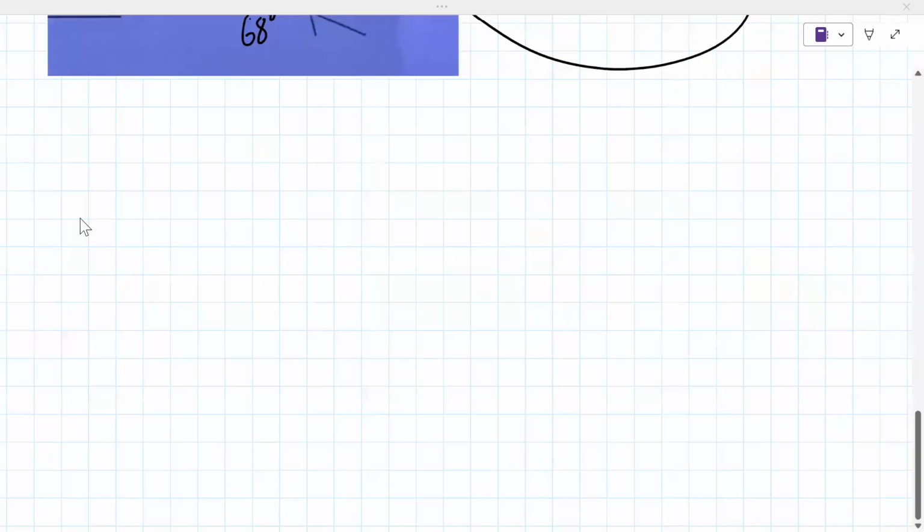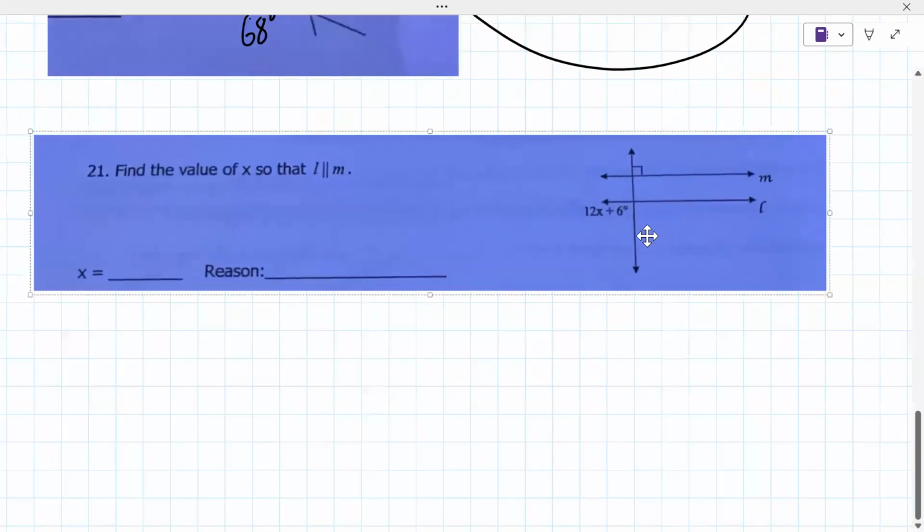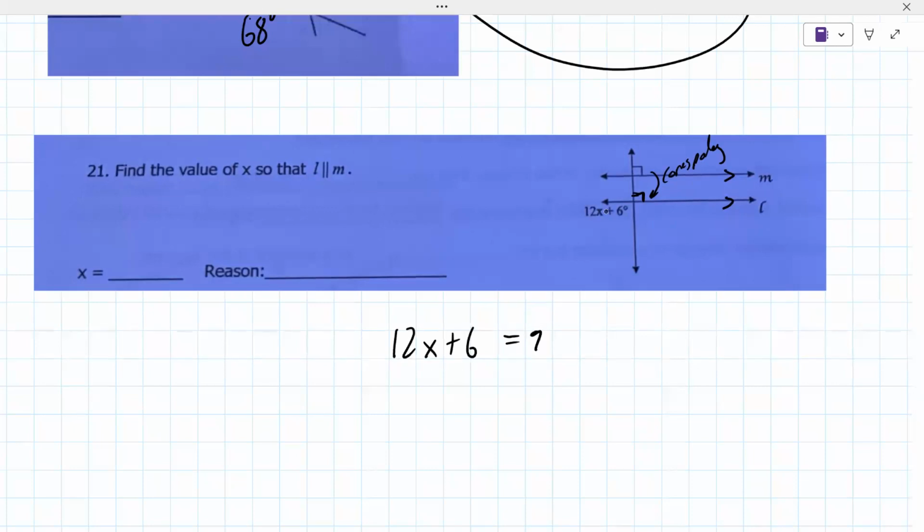This one's slightly more sophisticated, but basically you want to assume that these lines are parallel. So if they're parallel, 12x plus 6, and this 90-degree angle here, which is corresponding, what is their relationship? 90 degrees and their corresponding angles, and they're congruent. Yep. So this 12x plus 6 is equal to the 90 degrees. Could you solve that for x for us, please?